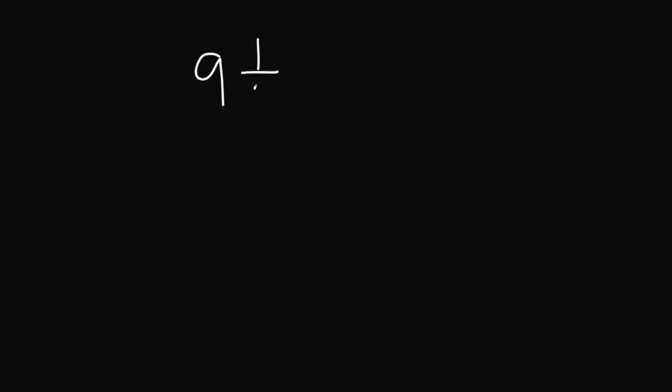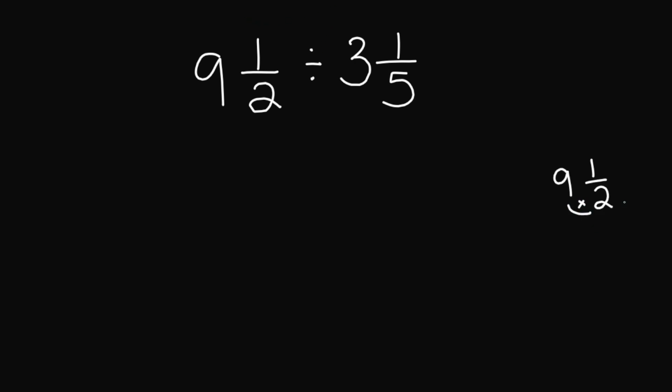9 and 1/2 divided by 3 and 1/5. So I have two mixed numbers. I'm going to turn them into improper fractions first, and then we're going to divide. We have 9 times 2. This is going to give us 18. Plus 1, this is going to be 19. So your improper fraction is going to be 19 over 2.